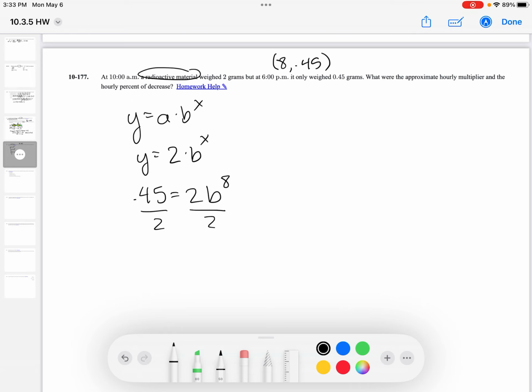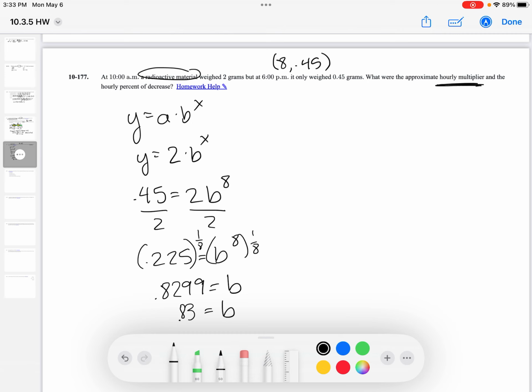So I'm going to divide both sides by 2 and get 0.225 equals b to the 8. How do I undo that exponent, that 8? I'm going to raise both sides to the 1/8 power. 0.225 to the 1/8 power, I'm going to put into my calculator, and I get 0.8299 equals b. That's about 0.83 as our b value. It's close enough. So that's our hourly multiplier, 0.83.